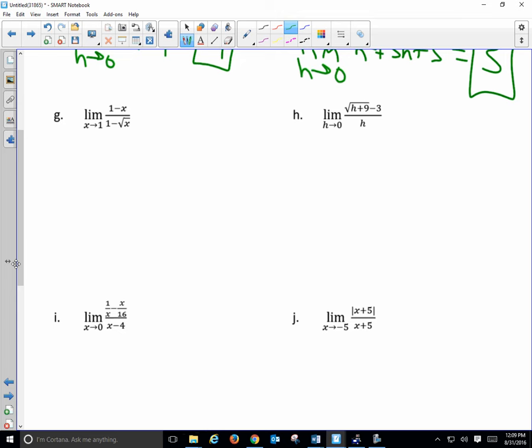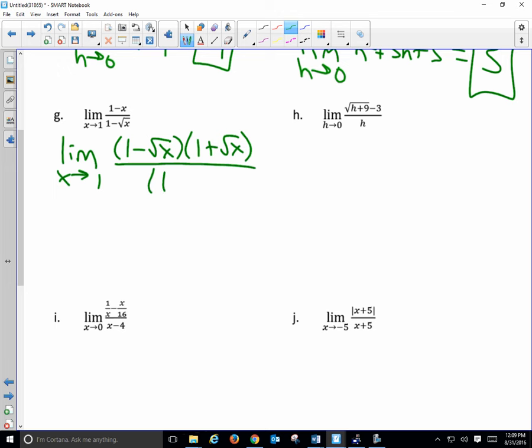Yeah, you don't always remember everything. Limit as x goes to 1 of 1 minus the root of x times 1 plus the root of x all over 1 minus the root of x. Yeah? Now what? The 1 minus x factors to that.